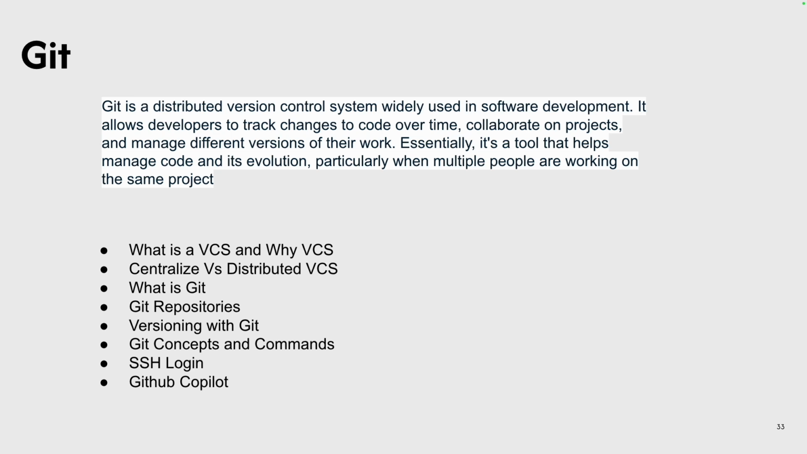Okay, so this is the definition of Git, and what we are going to learn is why version control system. Git is one of the version control systems, a source code management tool. What is VCS, I mean version control system, and why version control system. Centralized and distributed version control system. What is Git, Git repository, versioning with Git, and some of the concepts and commands. How to log in using SSH to Git, and Git Copilot. If you log into Git, there is a Copilot. So we'll learn all these things.